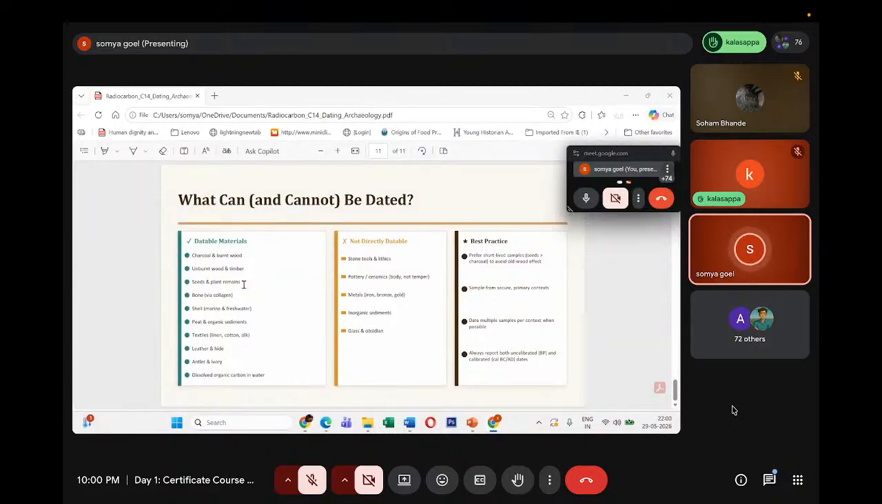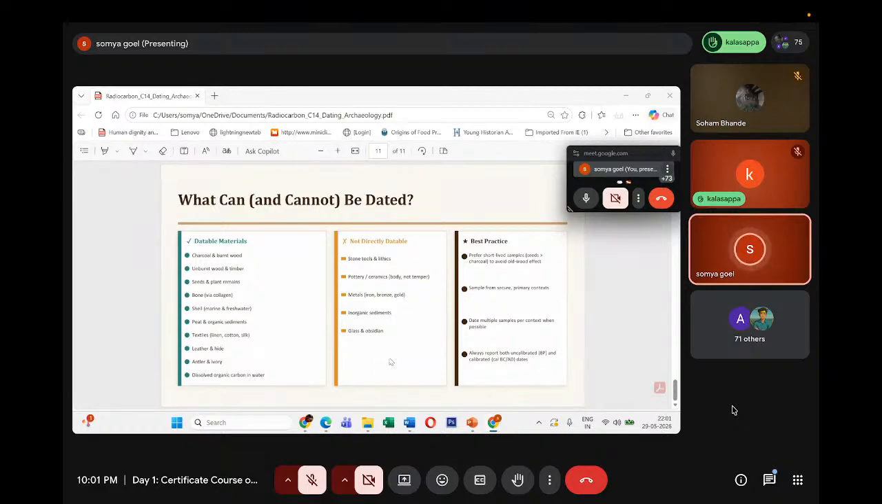Now, if you're an archaeologist and in the future you get this choice, always and always prefer the seeds. If you have charred grains or seeds from your site, do send them for sampling. We've talked about the datable materials, now we'll talk about the ones which cannot be directly dated.